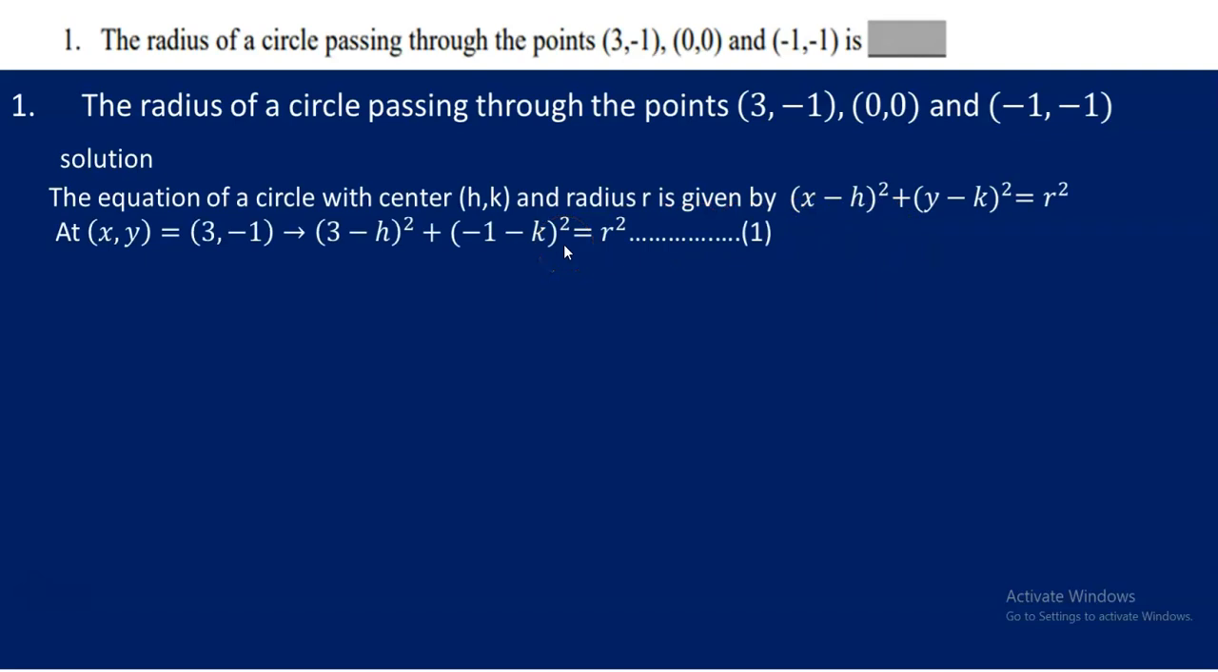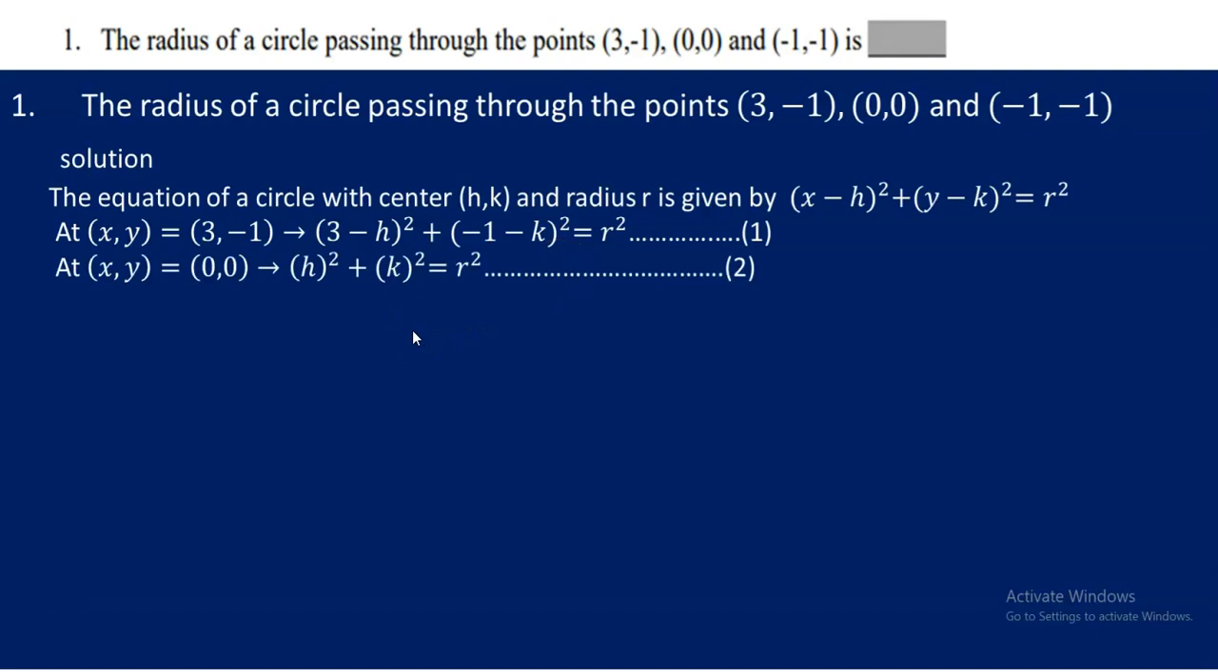At (x, y) = (3, -1), as I said, we put 3 in place of x and -1 in place of y, because the circle is supposed to pass through this point. We have this expression. Consider this as equation 1. Later we will simplify this.